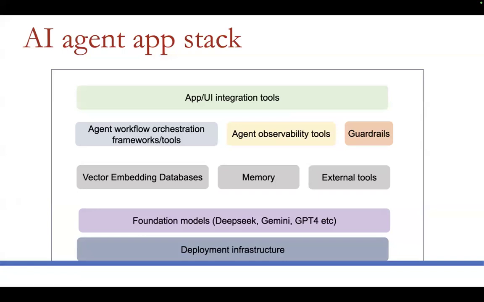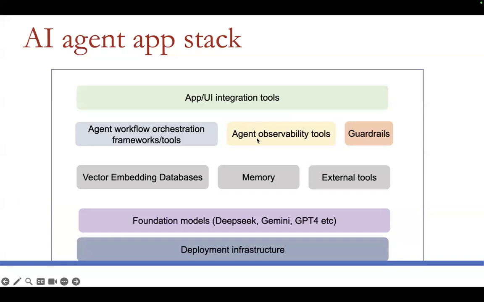One is like Crew AI, which is basically to define the coordination between multiple agents. So that's the agent workflow orchestration. You'll see Crew AI in the subsequent section of this presentation.